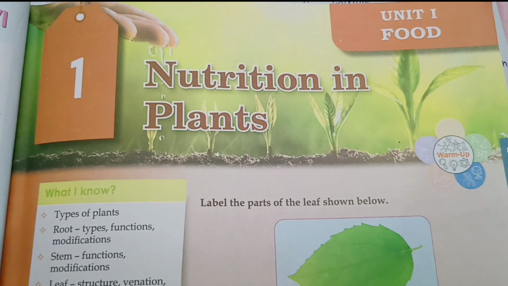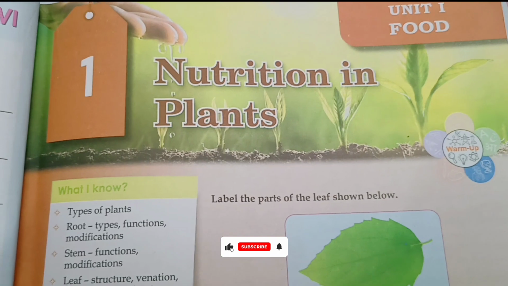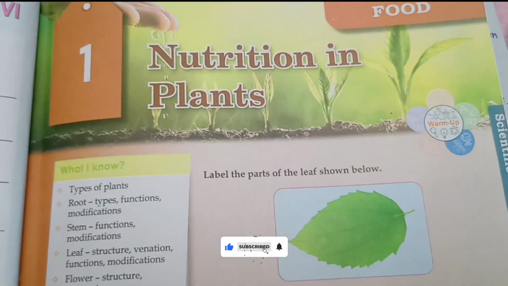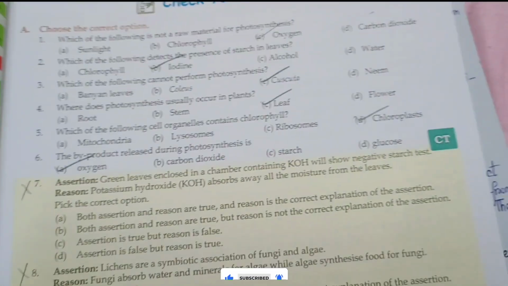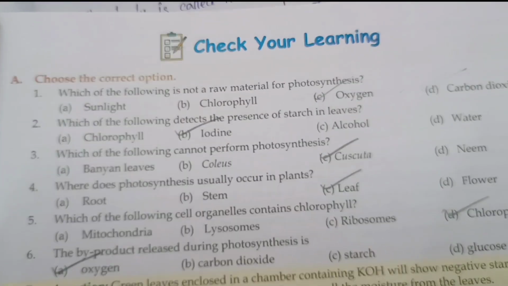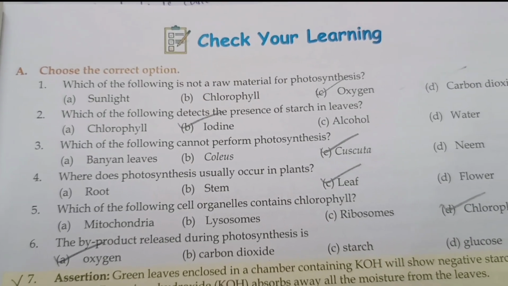Today I'm going to give you the exercise question answers from chapter 1 Nutrition in Plants. So let's start. At first we have some objectives from the chapter. Number A, choose the correct option.